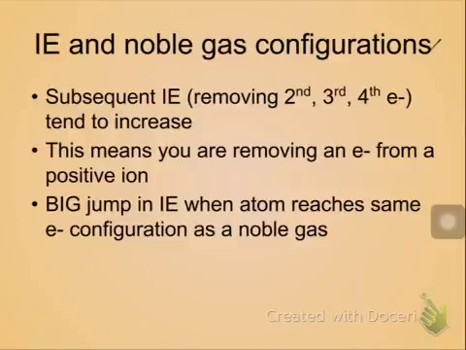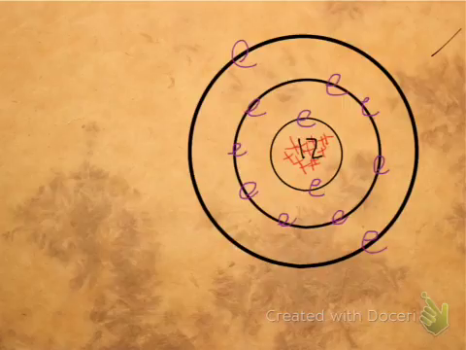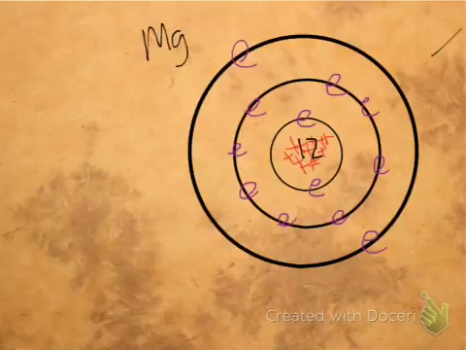Subsequent ionization energy, second ionization energy, third ionization energy, these tend to get bigger and bigger. Let's think about why that would be. So this is magnesium. 12 protons, 12 electrons, neutral atom of magnesium. And it's got those 2 on the outside. Now magnesium's group 2. It's got relatively low ionization energy. It's not all that hard to get it to give up some electrons.